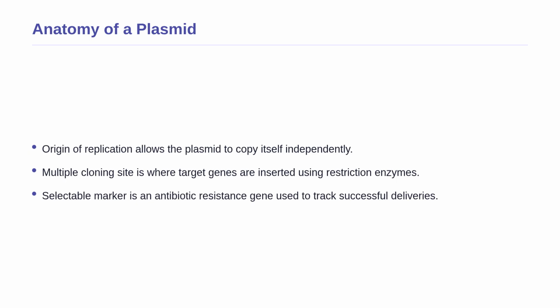Finally, there is a selectable marker, usually an antibiotic resistance gene. This acts as a tracking device, allowing us to easily identify and isolate only the cells that successfully took up the plasmid by growing them in a toxic antibiotic environment.